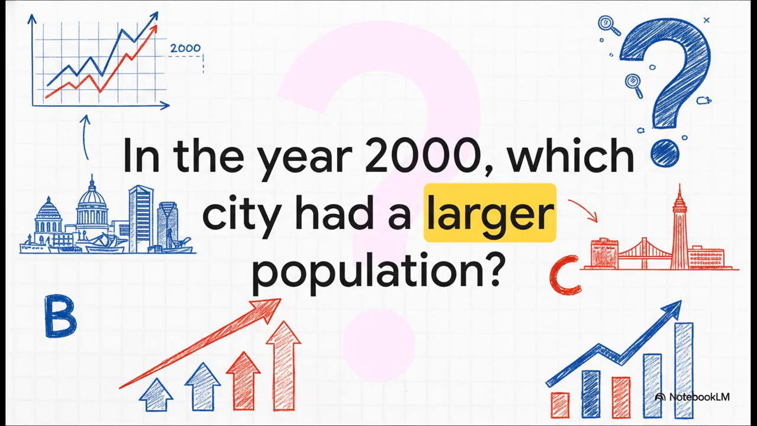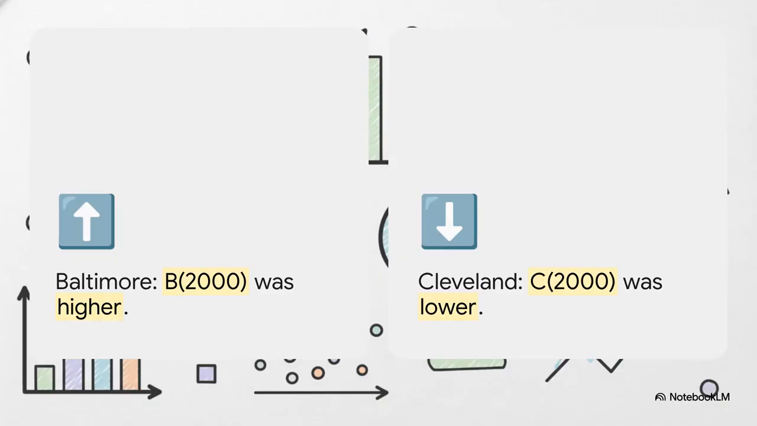Let's do a quick pop quiz. Find the year 2000 on the graph. At that exact moment, which line is higher? Is it Baltimore's blue line or Cleveland's red one? Take a look. Yep, you got it. If you look at 2000, that blue line for Baltimore is sitting way higher than the red line for Cleveland. So in math speak, we'd say B of 2000 is greater than C of 2000. All that means is Baltimore had more people. See? You're already doing it. You're reading the story in the graph.